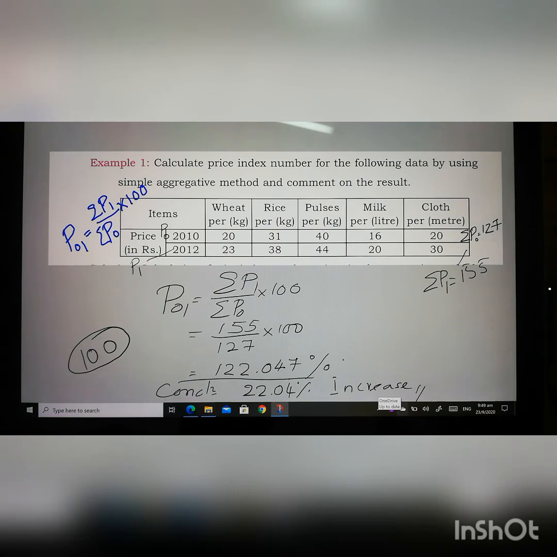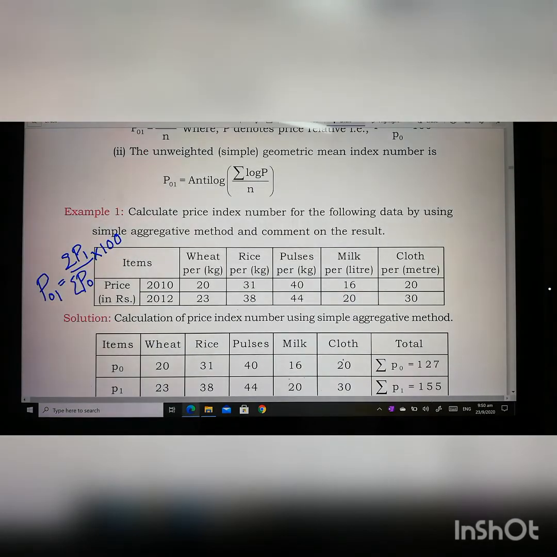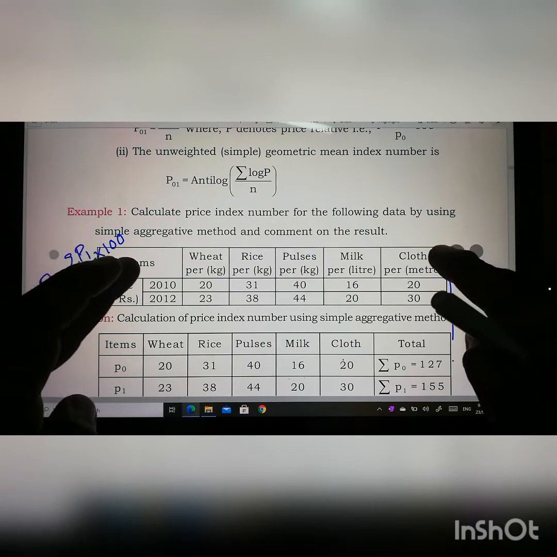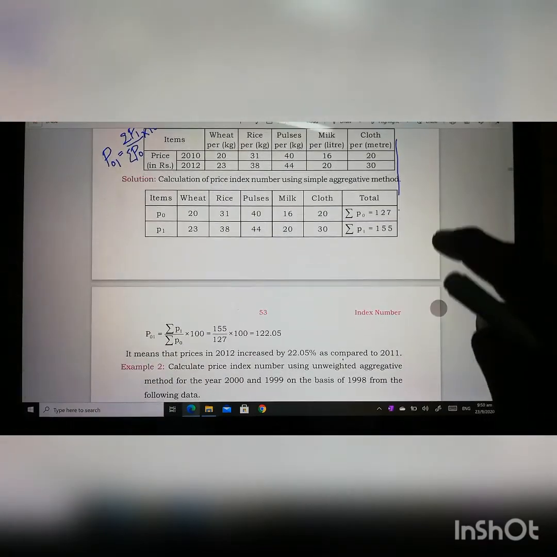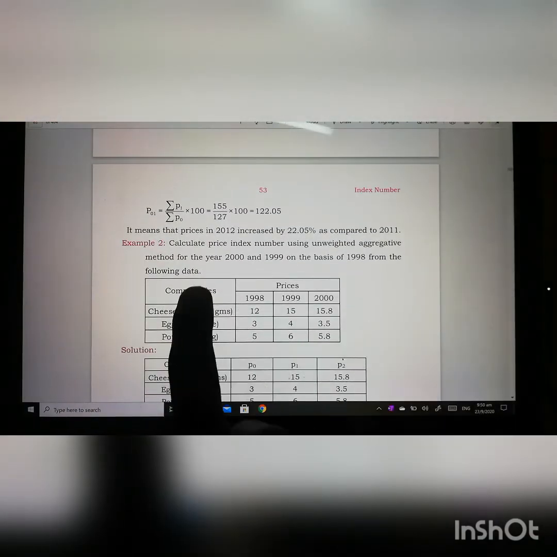Okay, so I hope you have understood this. This is a very simple problem, students. Right. Next we will go for the next problems. What could be the next one? Let's go through it. So there is something like this.